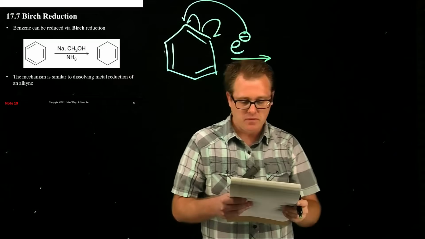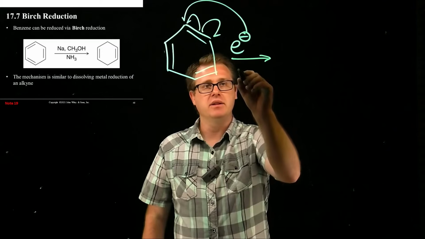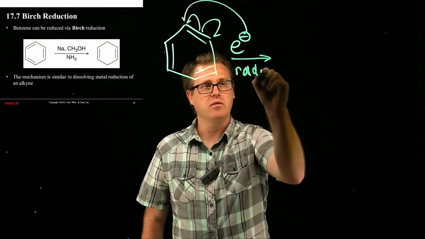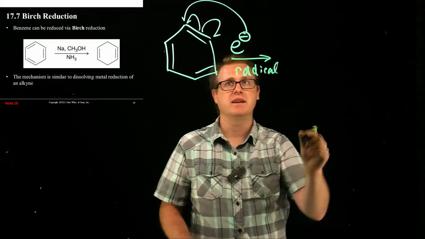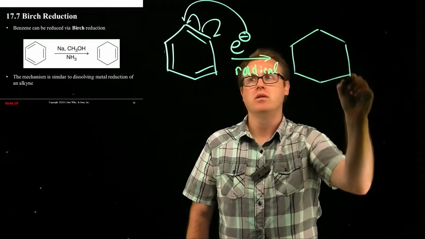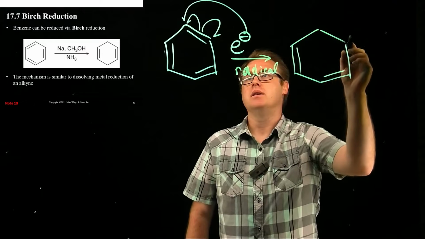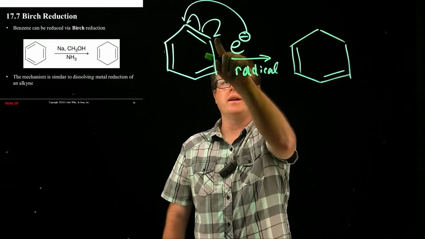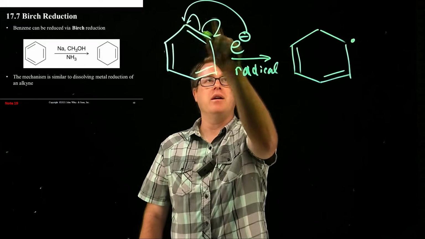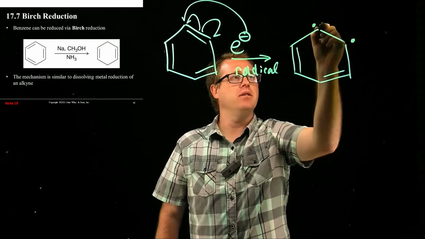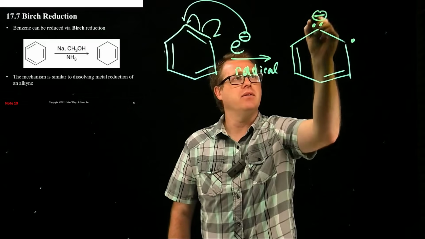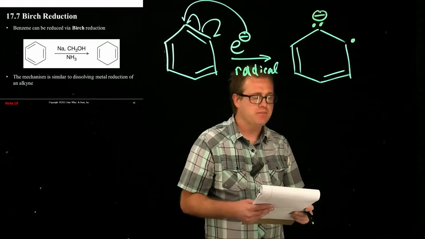So this is a radical addition step right here. Radical addition step. And we are going to now have 1 electron here, and then 1 there, and that one. So we're going to have 2 electrons right there. So that's going to give us a negative charge right there.